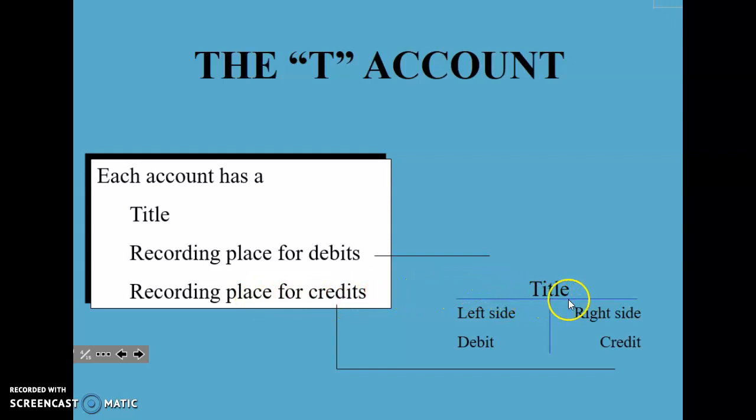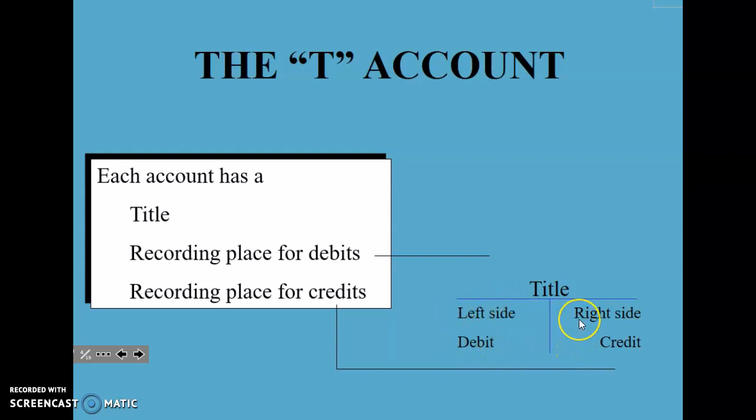On the T account, you see it's just like a capital T, like we said. On the top of the T is the title of the account, like cash, accounts payable, revenue, whatever the title is. Each account has its own T. Now, you have a left side of the account, and you have a right side of the account. The left side of the account is called the debit side. That's all it means. Debit means on the left side of the account.